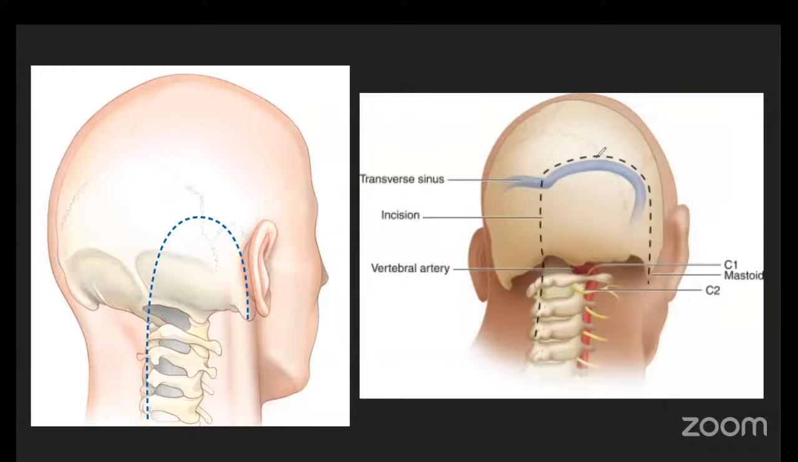Okay, coming back, usually we use a hockey stick shaped incision, and that extends to C3, C4, depending on the level of the pathology. The question is, when do we include the transverse sinus and when do we exclude the transverse sinus? So, would any of you like to volunteer? When would we include the transverse sinus in our exposure? Anyone? No one?